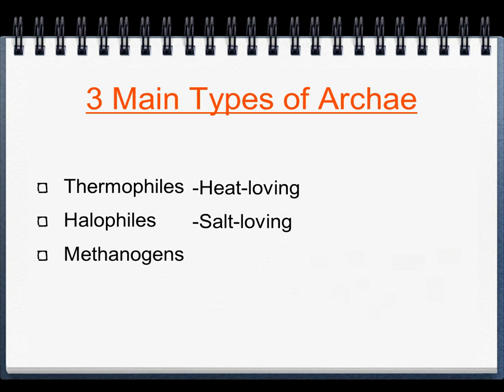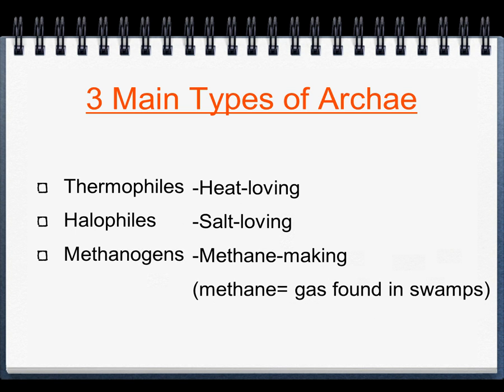Methanogens. What word do you hear there? Methane. So they're methane makers. They're found in swamps. Methane is found in swamps. Now, if methane's in swamps, what else do you think's in swamps? There's bacteria because it's making the methane.